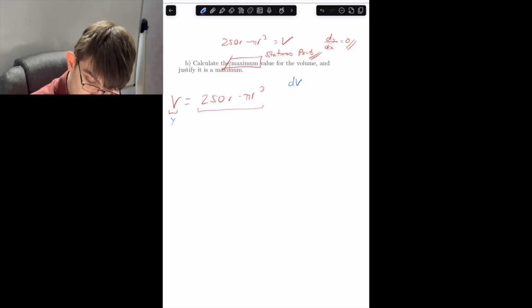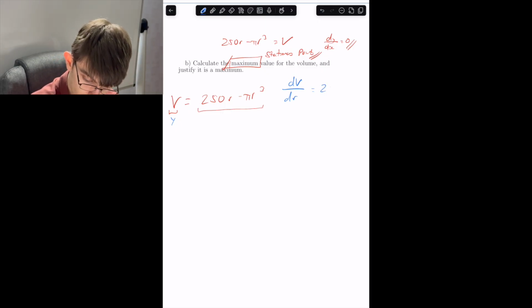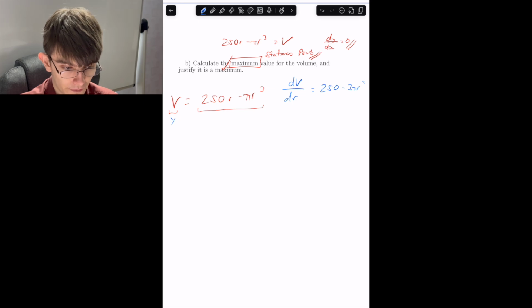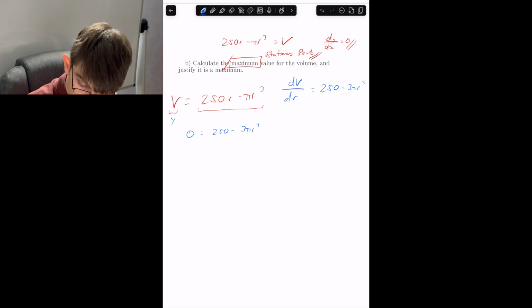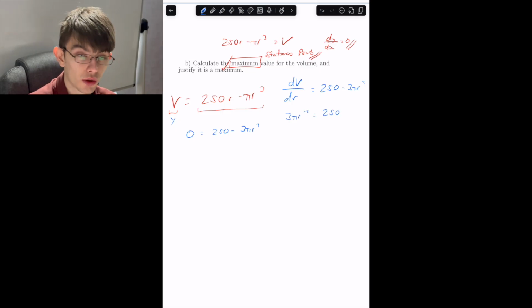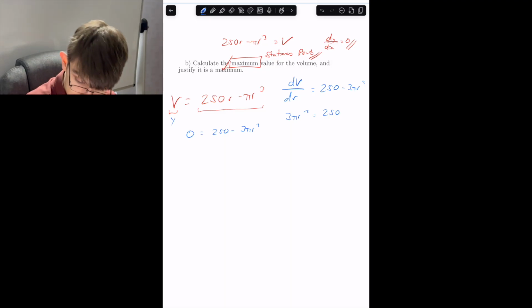So instead of doing dy by dx, let's do dv by dr. And this will be a nice differential. I'll end up with 250 minus 3 pi r squared. Now, I know I'm going to want to equate that to 0. So if I rearrange, I get 3 pi r squared is equal to 250. Again, it's 0 because the gradient at a maximum, at a stationary point, is going to be 0.